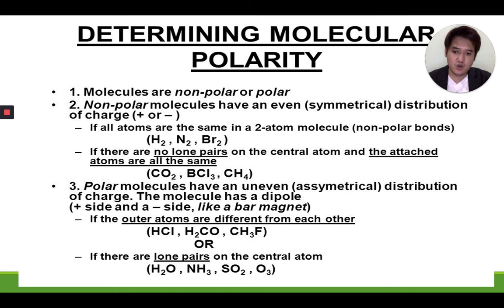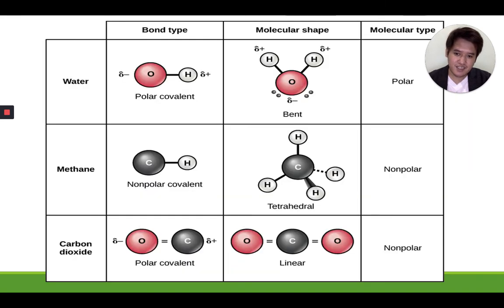The second case is if there are lone pairs on the central atom, meaning your central atom in your Lewis structure has a non-bonding pair. There are dots on your central atom. All right, so that practically summarizes it, and we have a few more examples here.